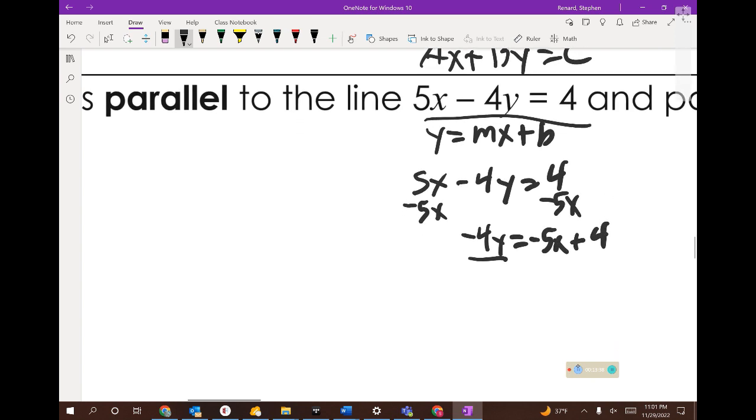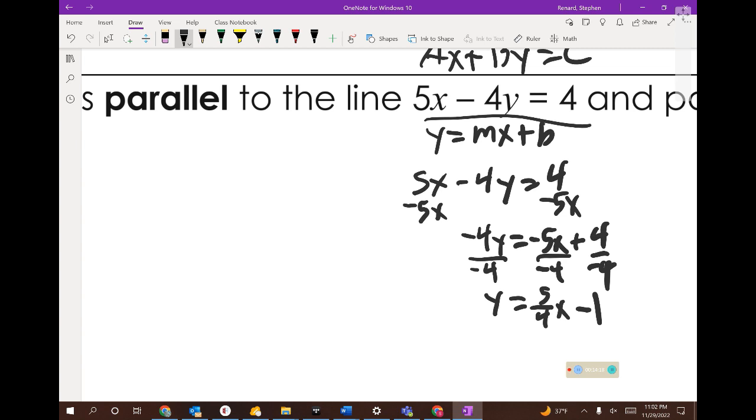And then we're going to divide everything by a negative 4. Remember, what we're trying to do is get it to look like y equals mx plus b. We don't want to solve for negative y. We want to solve for y. So we divide everything by negative 4. Now y equals negative 5 divided by negative 4, it's going to be a positive 5 over 4.